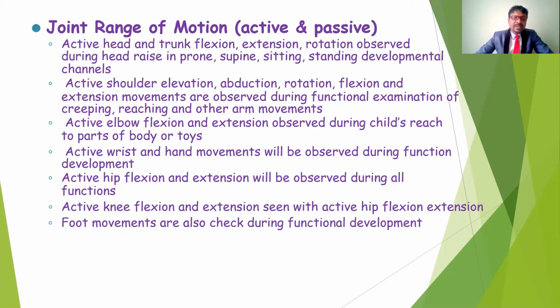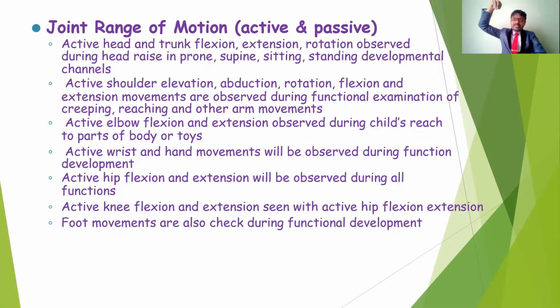We have to check the active head and trunk flexion, extension, and rotation observed during head raising in the prone, supine, sitting, and also standing developmental positions. We have to check how the positions are and how the active movements of the baby are. In the supine position, what range of movements there is, and how the baby is moving the limbs. And also we have to check the active shoulder elevation, abduction, rotation, and flexion. Sometimes the baby cannot follow when you ask, so we have to give some toys.